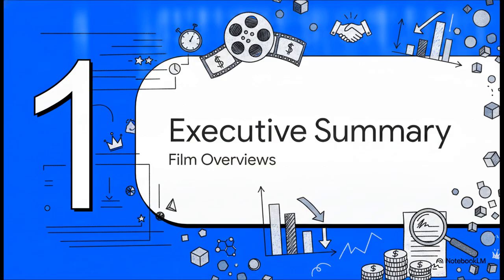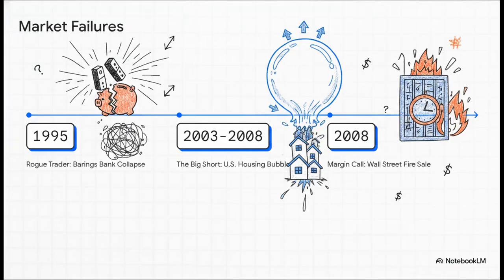To really understand the math, we first need to understand the historical eras and the cinematic drama that brought them to life. Because our three case studies span completely different eras and markets, right? We're starting way back in the mid-90s with Rogue Trader. This perfectly captures the high-stakes world of emerging market speculation that literally caused the collapse of Barings Bank in 1995.